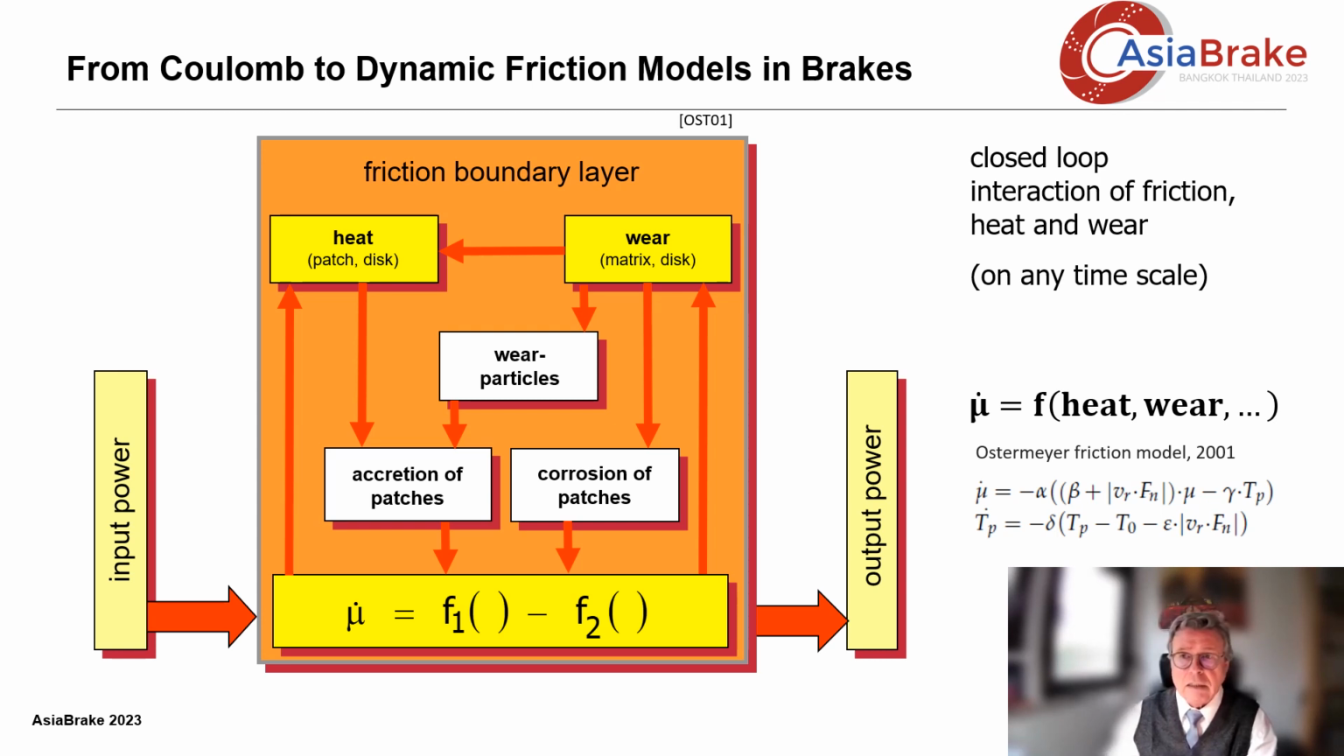Increasing the patch area causes an increase in friction power. Decreasing the number of patches causes a decrease in friction power. See the functions F1 and F2. This process, which has been greatly simplified here, can be seen as a closed control loop that provides a time balance equation of friction. You can see such a balance equation on the right. This is the friction law mine that describes mu dot as a function of heat and wear.